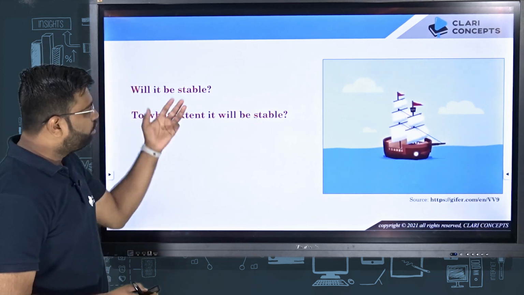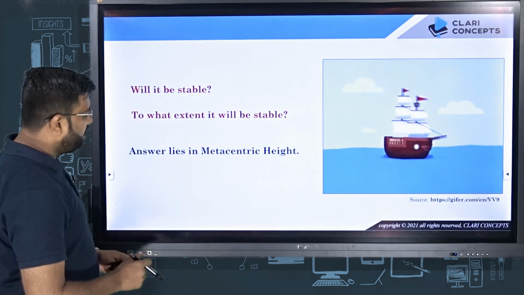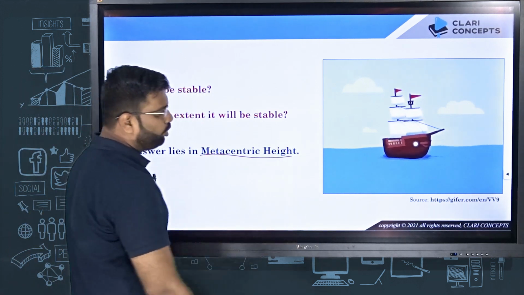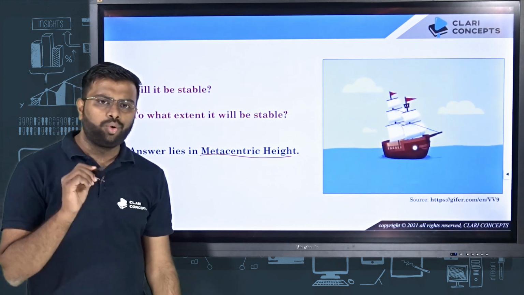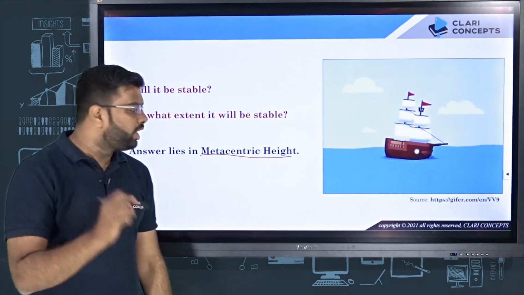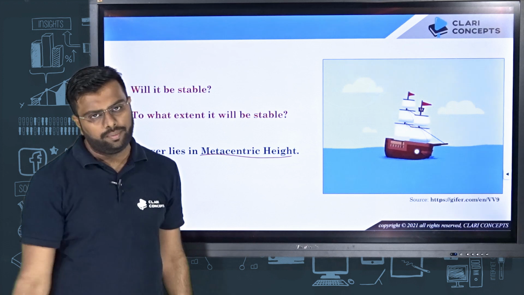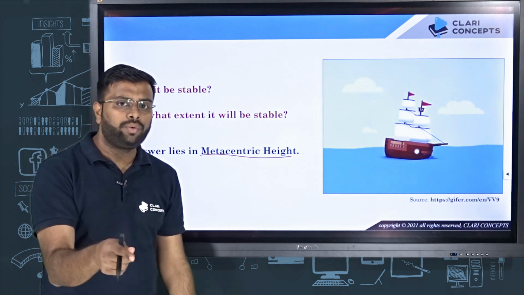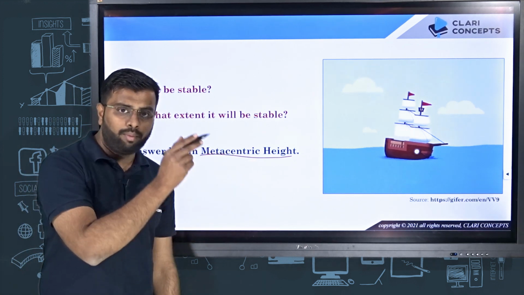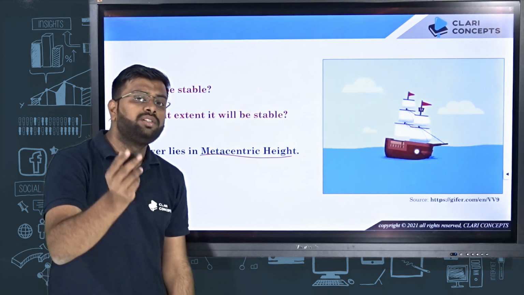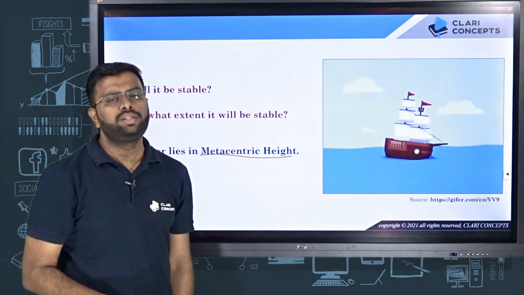Now the answer to these two questions lies in the word called metacentric height. So today in this lecture, we are going to understand how to determine the metacentric height of any floating body. The metacentric height will define whether the body is in stable equilibrium or not, and if it is, to what extent the body is in stable equilibrium.